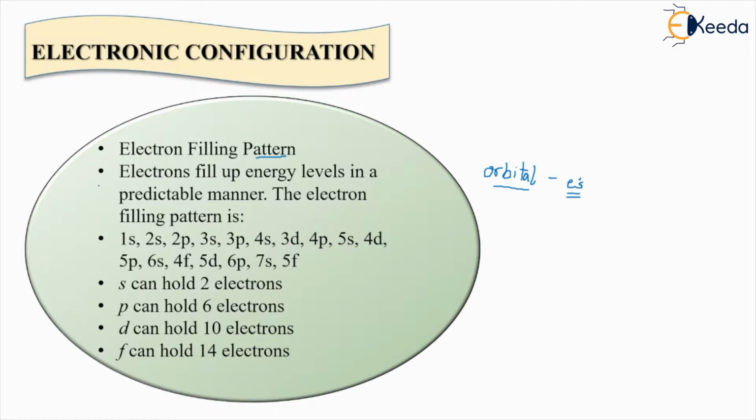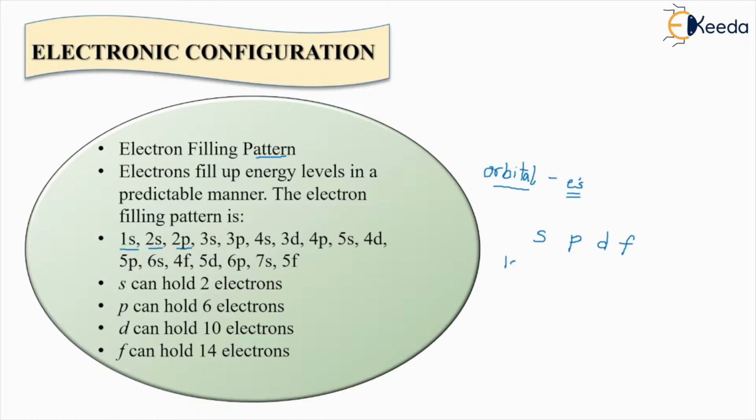Electrons fill up energy levels in a predictable manner. The electron filling pattern is 1s2, 2s2, 2p6. So over here they have just given us the shells. If you can see, I have the S. After that I have P. After that I have D. And after that I have F.